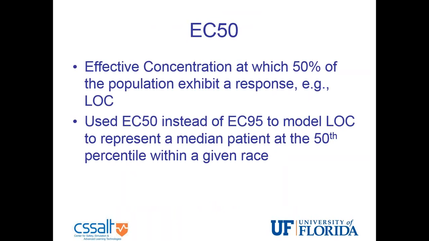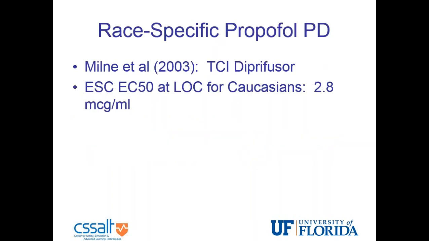We already talked about EC50. So EC50 is the concentration at which 50% of a population exhibits a response. And I apologize, I'm having a long wind up to this because I just wanted to make sure everybody has the same background as we go into the simulation, into the model itself. So then these are the papers we use to model the different races.